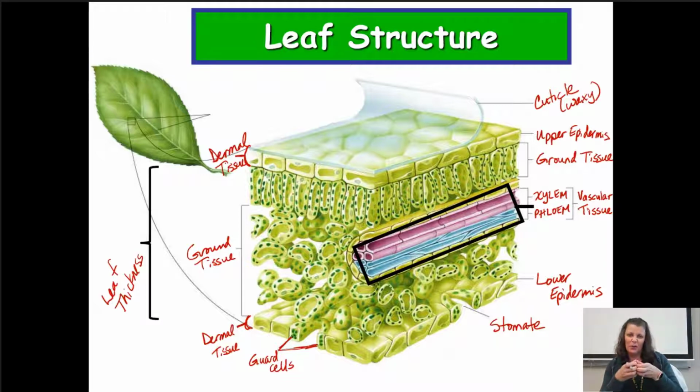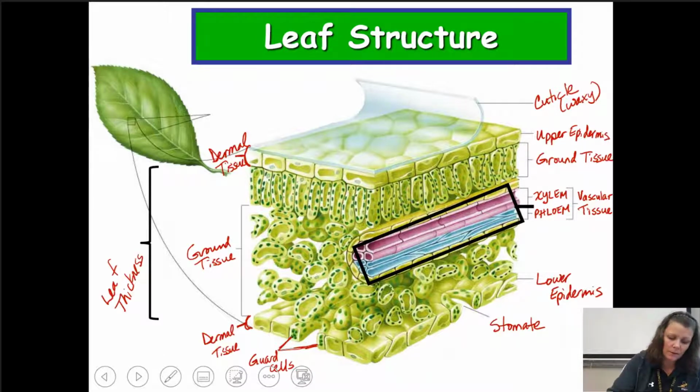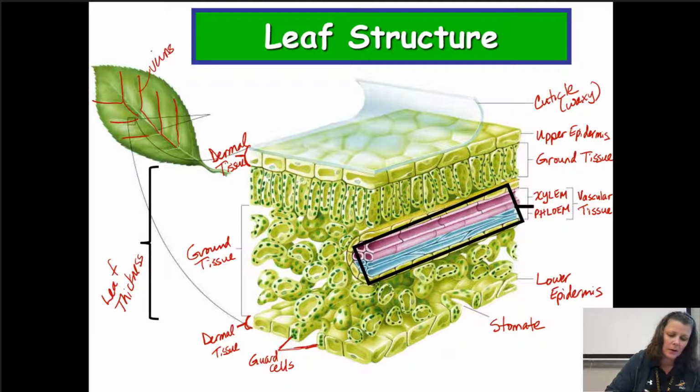Wrapped together through a leaf, we actually call it a vein. So when you see all of these here, those are the veins. And those are going to be made up of the xylem and the phloem bundles.